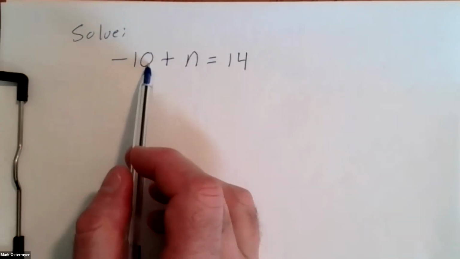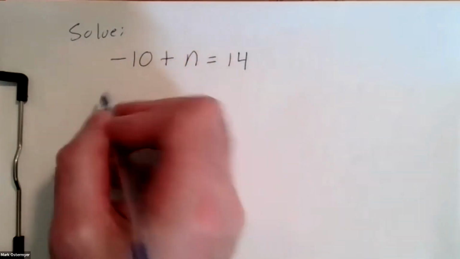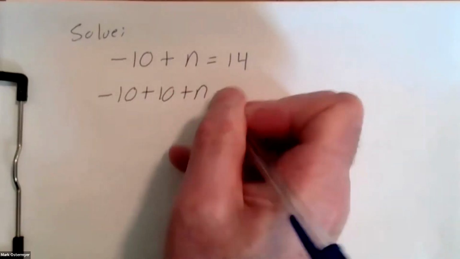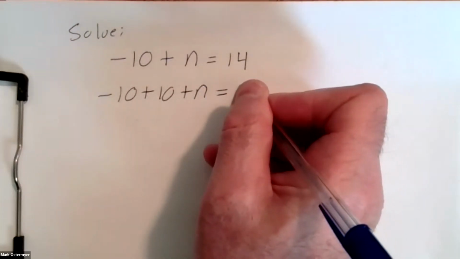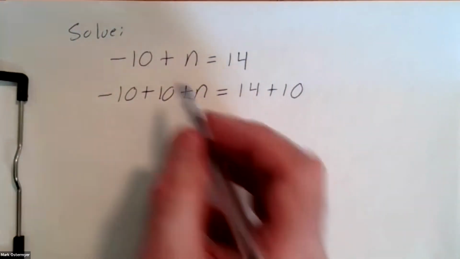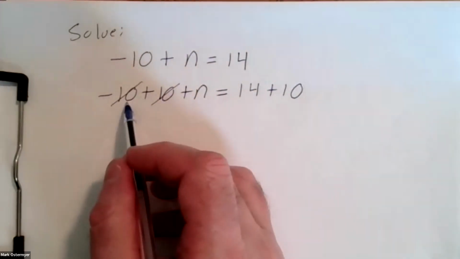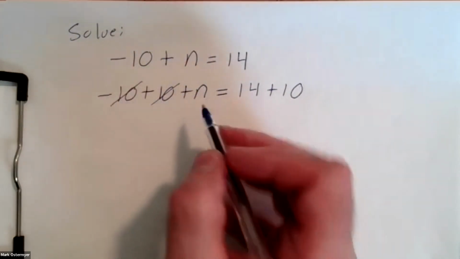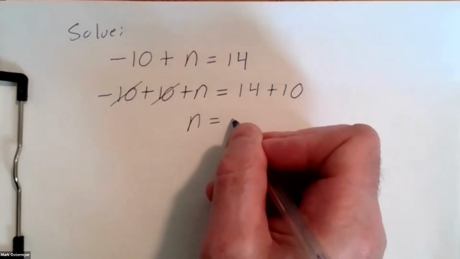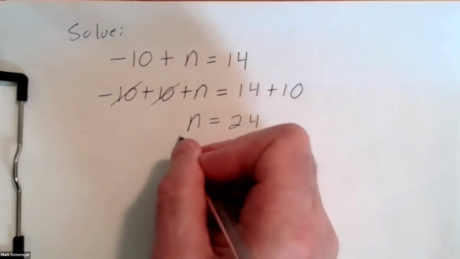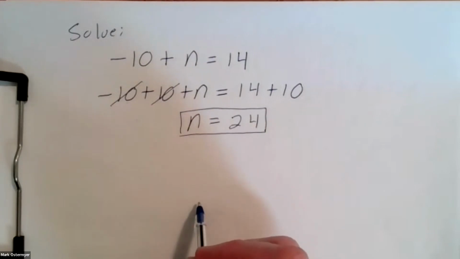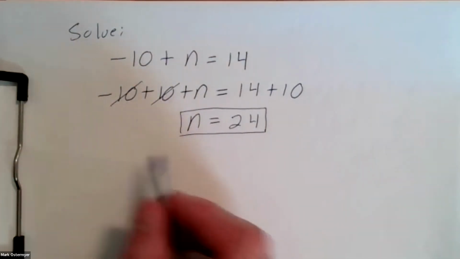So to make this negative 10 go away to get n by itself, we're going to have to add 10 to the left side of our equation. But if I add 10 to the left side, I must also add 10 to the right side of my equation to maintain equivalence. The 10s drop out on the left side of the equation or add up to 0, or we say just cancel out, leaving you with your n all by its lonesome. And 14 plus 10 on the right side of our equation is our solution to our equation. N must be equal to 24. That is your answer. That's your solution to this linear equation.